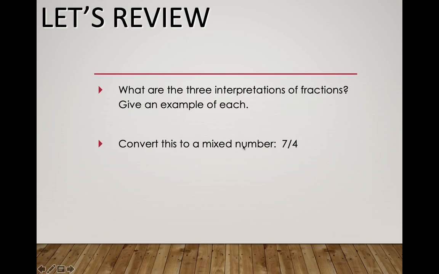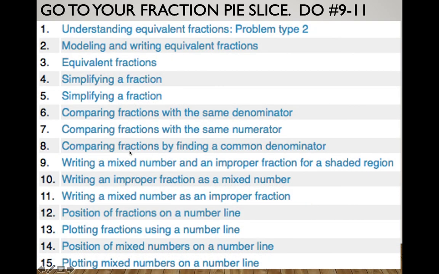Convert this to a mixed number. 4 goes into 7 one time with the remainder of 3, so it's 1 3/4. Convert this to an improper fraction. So 1 is the same as 4/4, so 4/4 plus 1/4 is 5/4, or 4 times 1 is 4 plus 1 is 5/4. Okay, so we just did these topics right here, 9, 10, and 11.